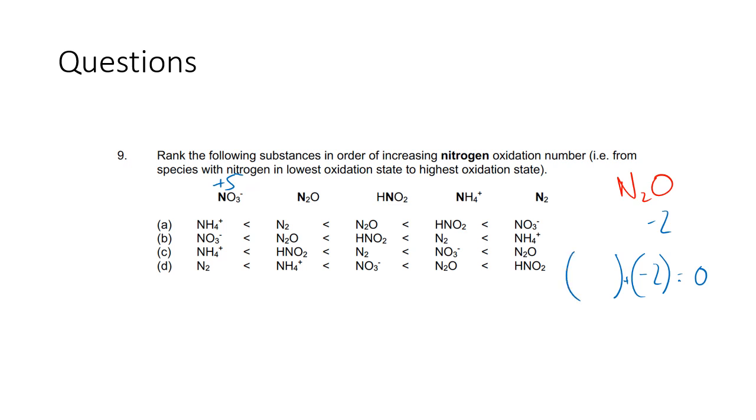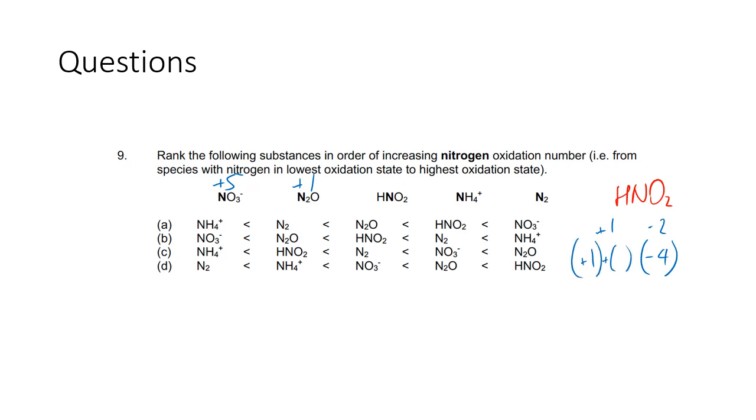What plus -2 makes 0? +2, +1. Okay, so +1. Right. What is next? HNO2. And so we have... okay, what must that be? +3.